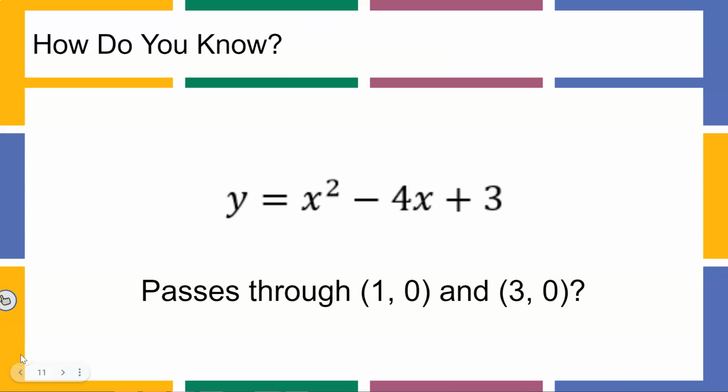I want you to figure out, how would you know that this equation passes through these 2 points? You can use whatever resources you want, your calculator, your notes, Desmos. I'm going to give you some time to think about that, and then we'll come back and talk about it. Who has a method or multiple methods on how you would know this goes through these 2 points?